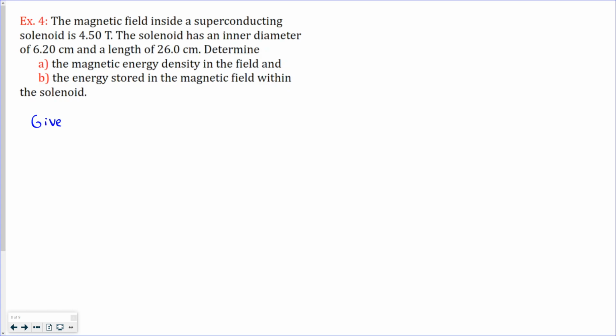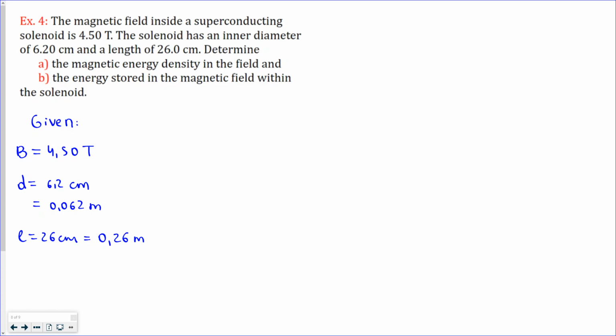What is given here? The magnetic field inside the superconducting solenoid, the field is 4.5 Tesla. So this is a pretty huge field, you should note it. And inner diameter, it is 6.2 centimeters, which is 0.062 meters. And the length is 26 centimeters. It can be written as 0.26 meter.